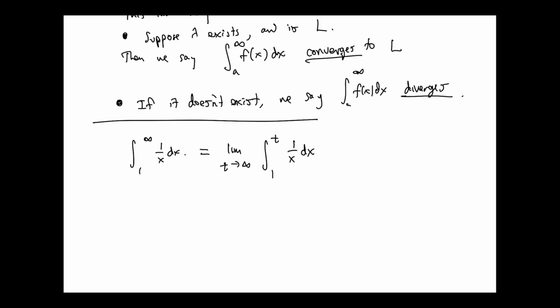Okay, and so let's deal with the problem. We've got this limit. We'll blow off that part for now and think, all right, what about the integral? Well, what's the antiderivative of 1 over x? Right, we said it was natural log.